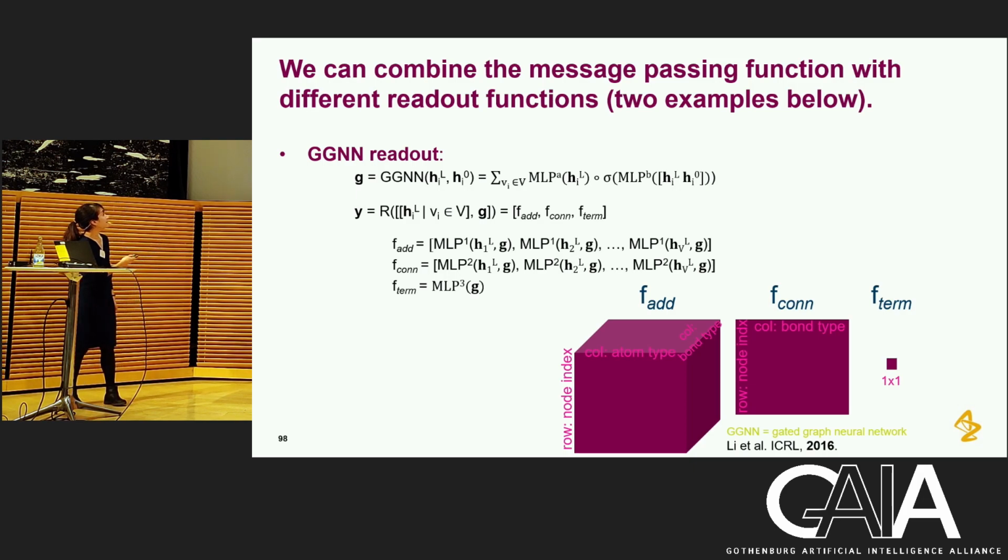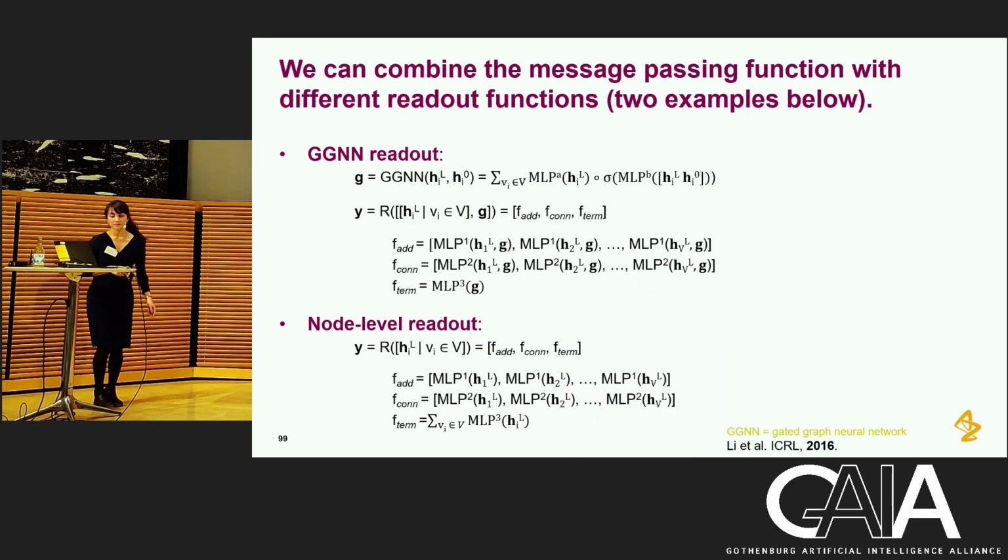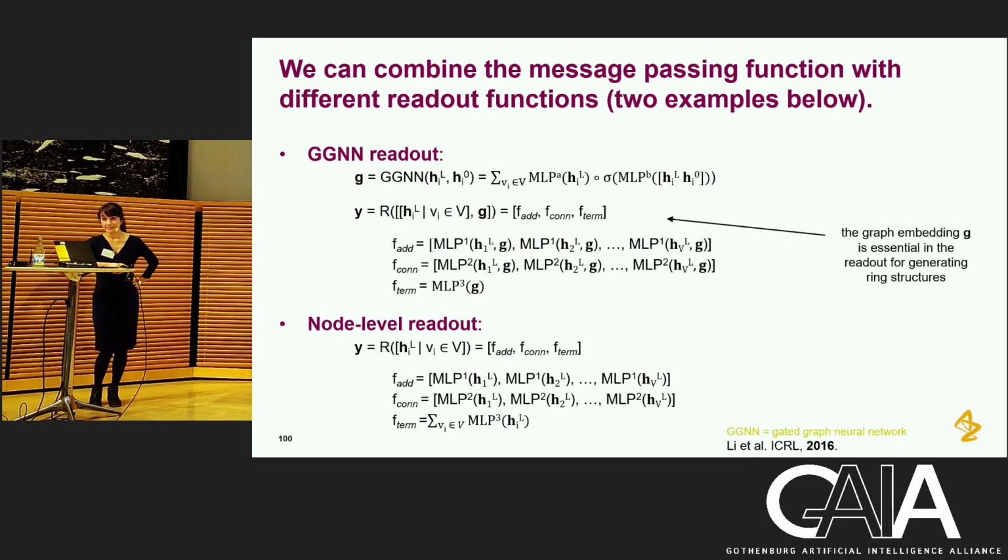This looks a bit complicated, and we have also tried using a readout function that only uses as input your final transform node feature vectors. So the functions are the same, except here we have a feed-forward network that only takes as input the final transform node feature state, so there's no graph embedding. And the same goes for F-conn, and F-term is instead now the sum of the output of a third feed-forward network that takes as input H of L. But we found that we actually need the graph embedding G in our readout function, otherwise the model has a hard time learning how to generate ring structures, which is very important for generating drug-like molecules.